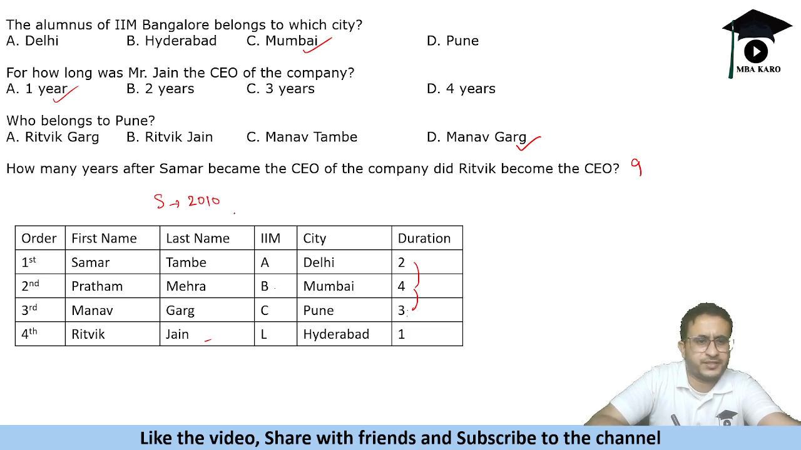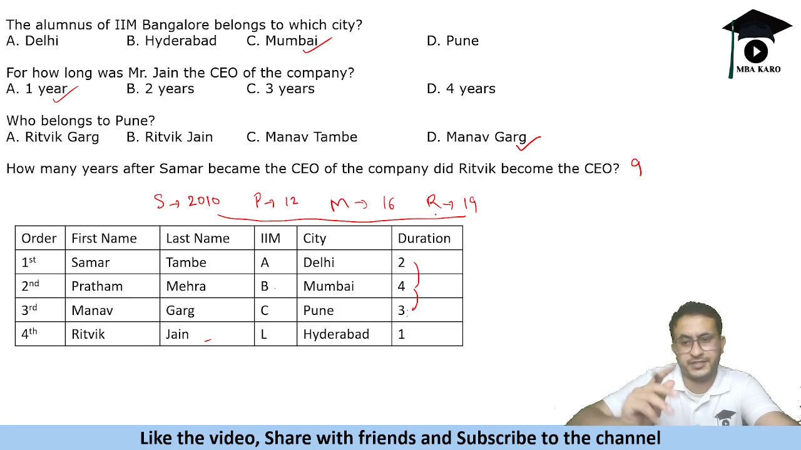So that means he is CEO for 2 years. So Pratham will become CEO in 2012, and Pratham is for 4 years. Manav will become CEO in 2016, and finally Ritvik will become CEO in 2019. Okay, so the difference is 9 years, not 7.